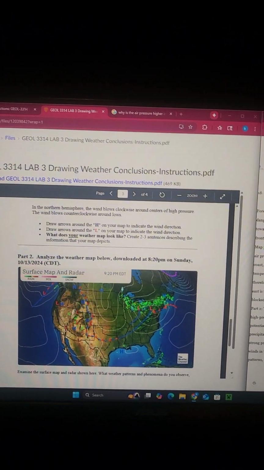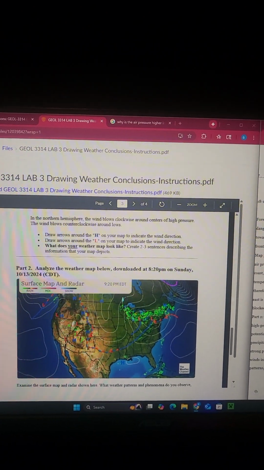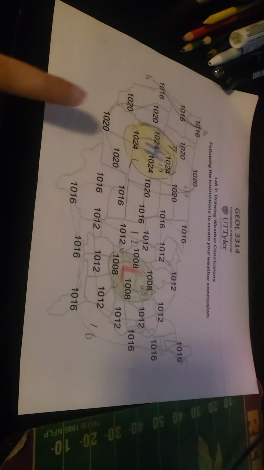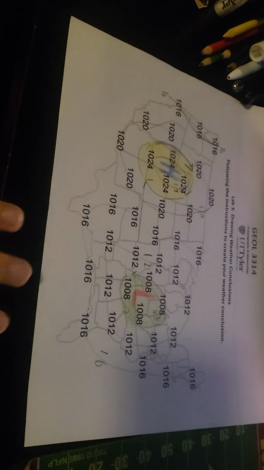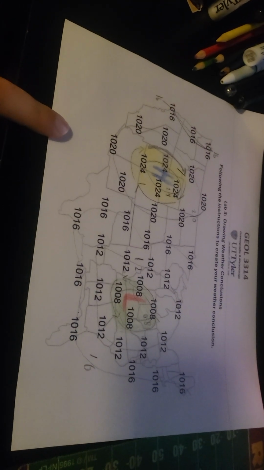One of the bigger tasks that we were tasked with was to look at this map and draw the isobars around it following the pressure areas, and to also locate the high and low pressure areas and draw which direction the wind would circulate around them. This is what my map ended up looking like, and you can see the isobars following along the pressure.